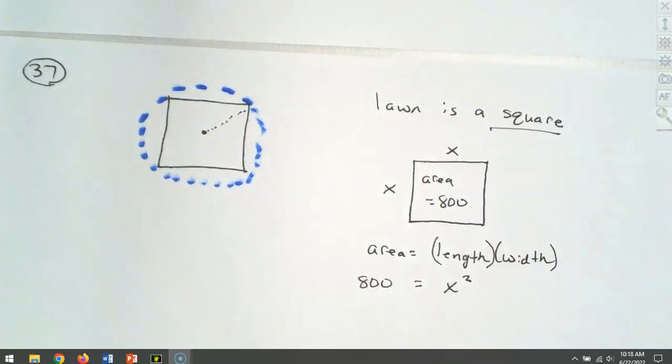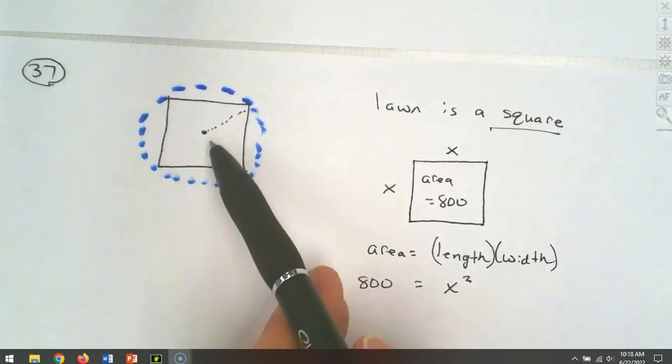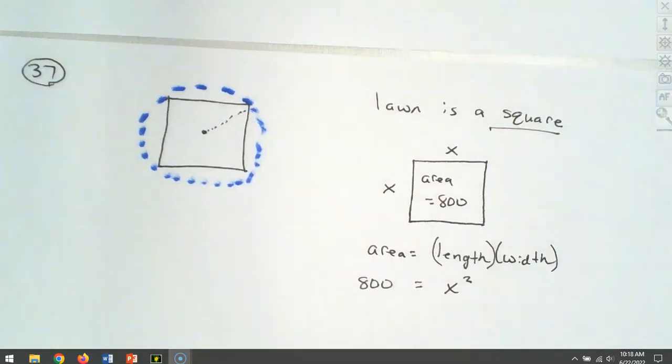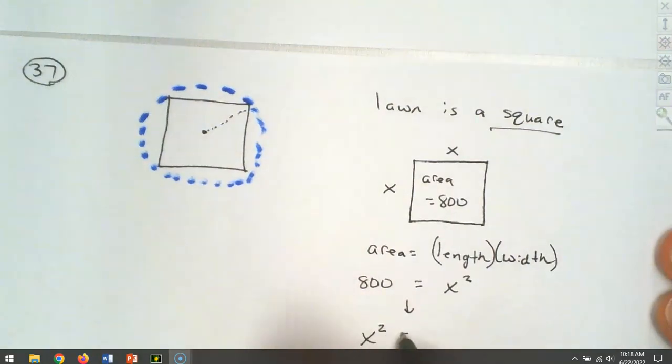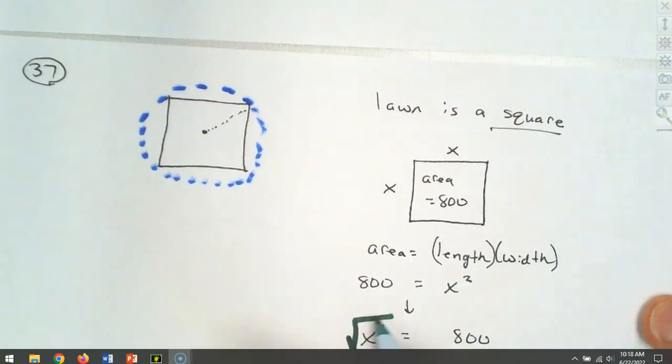Now we're going to get the lawn. And once we get the lawn, then we can use the lawn to figure out the length of the sprinkler, how far it needs to shoot the water out. Now, how do we get rid of the square? I'll just rewrite it so it's on the left again. How do we get rid of a square? We use what property? We use, remember, the square root property, plus or minus.